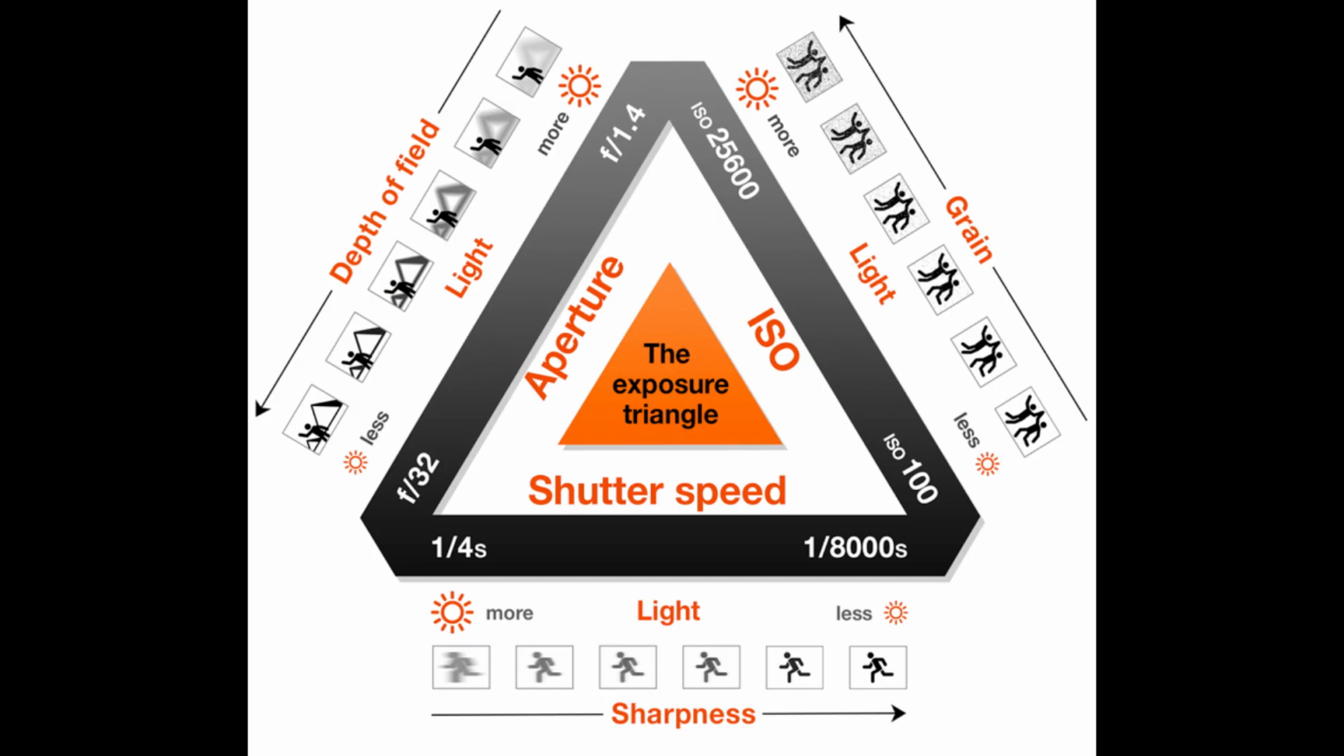Shutter speed is one of the 3 key elements of the exposure triangle in photography, along with aperture and ISO.